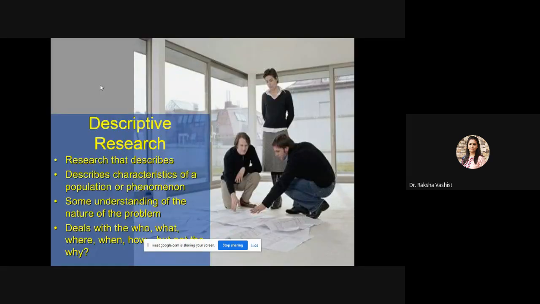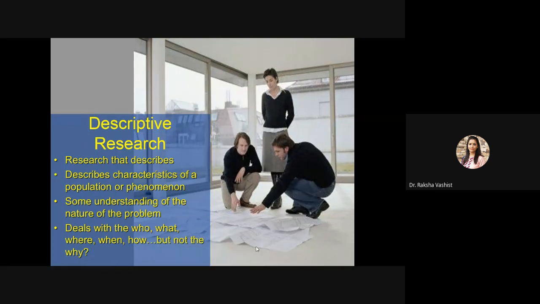Then we have descriptive research. As the name suggests, descriptive research describes, and it describes what? It describes the characteristics of a population. It describes the characteristics of a fact, characteristics of a phenomenon. Okay. It provides some understanding of the nature of the problem. So descriptive research basically deals with the who, what, where, when, how, but not the why.